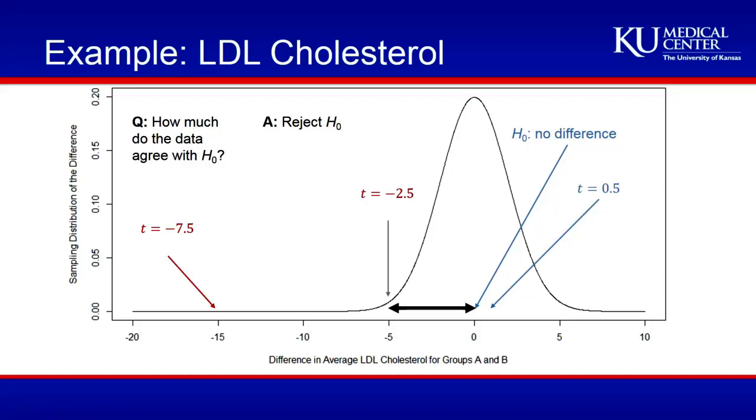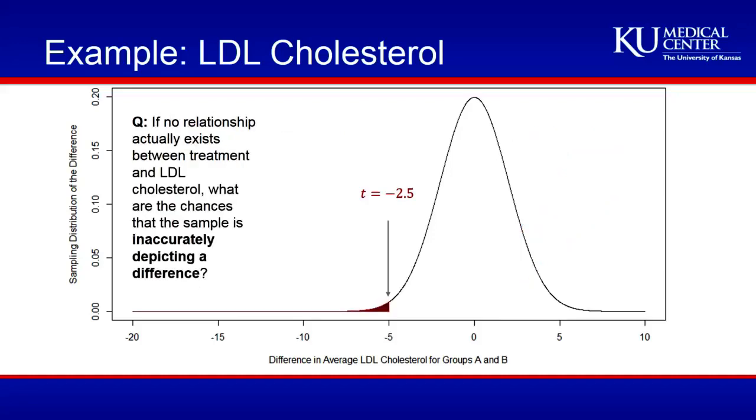But we're going to be a little bit more rigorous than that by actually trying to quantify the chances of this particular sample inaccurately depicting a difference when in fact there is no difference. So it's our observed risk of this being a false positive finding, and that's the p-value. The p-value tells me I have a 1% chance that this is inaccurately depicting a difference when the null hypothesis is actually true and there's no difference there. So that's all the p-value is doing.